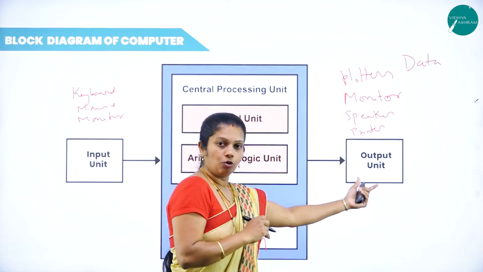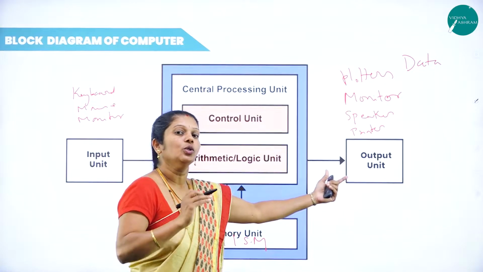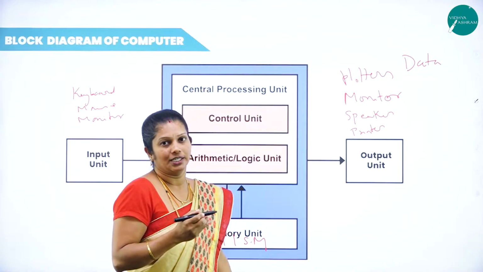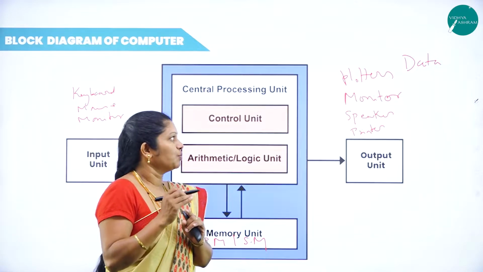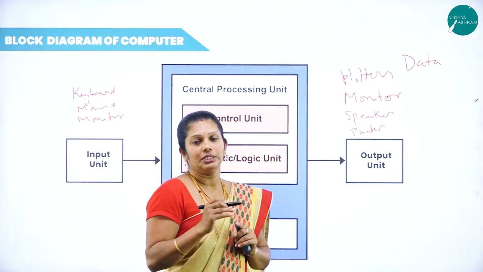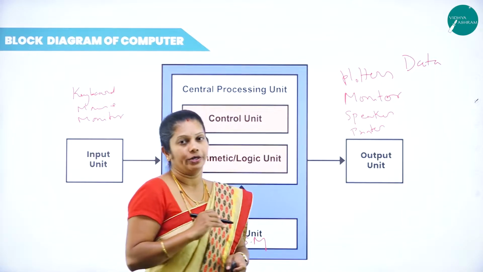Then here we have the output unit. The output unit helps to give the result to the user. Examples of output devices are printers, speakers, plotters, and monitors.